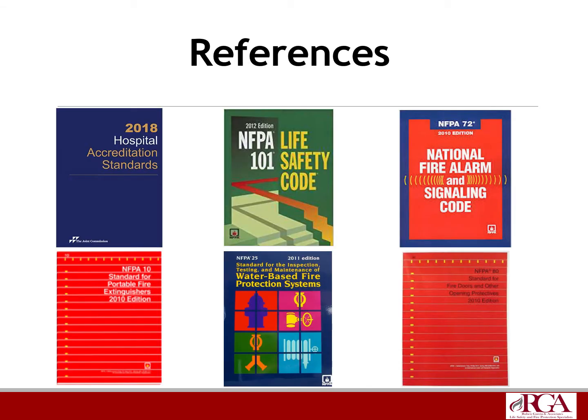Today's references, as we just spoke about, are displayed here. You see the 2018 HAS book, Life Safety Code, National Fire Alarms and Signaling Code Standard, NFPA 10, which is for portable fire extinguishers, NFPA 25, which is for water-based fire protection systems, i.e. your sprinkler systems, NFPA 80, which is for fire doors. Now, you see the year editions are specific, and that's important, and we'll get into that as we move along, because you do have to abide by those specific year editions of those standards.